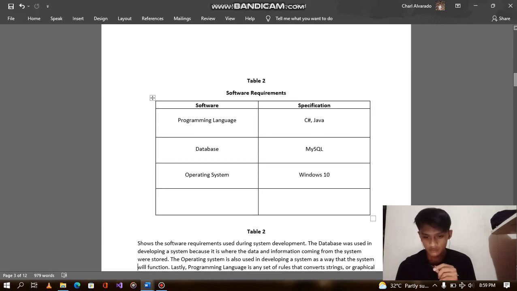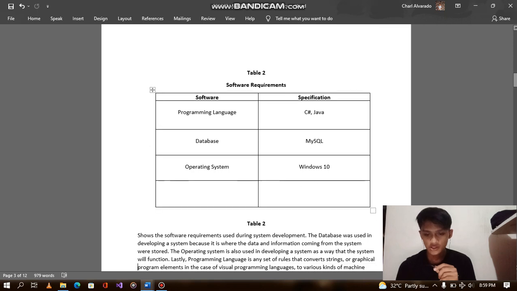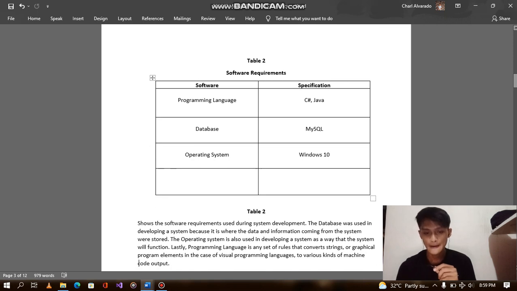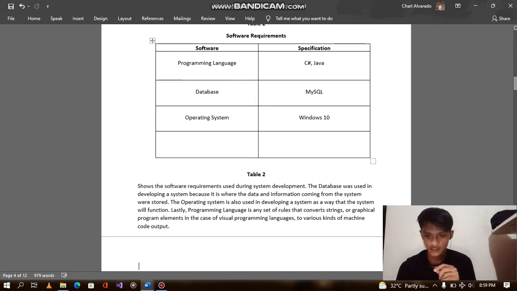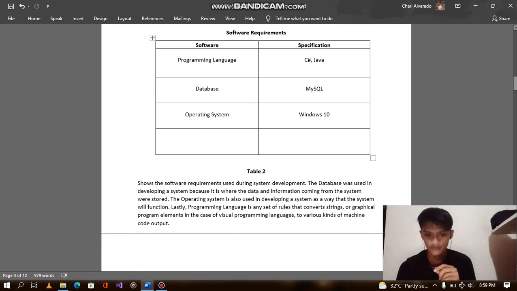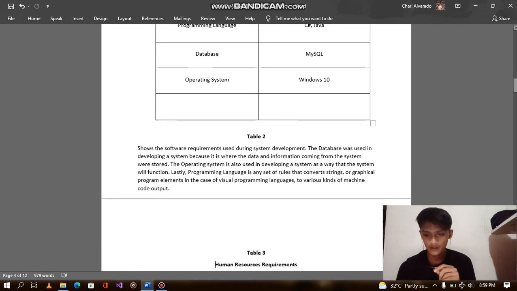Table 2 Software Requirements. In software, we have programming language and the specification is C Sharp and Java. Software, we have database, and the specification is MySQL. And last we have operating system, and the specification is Windows 10.